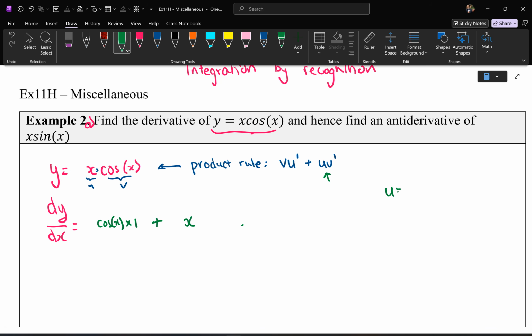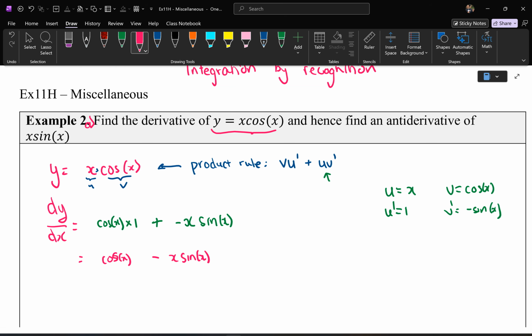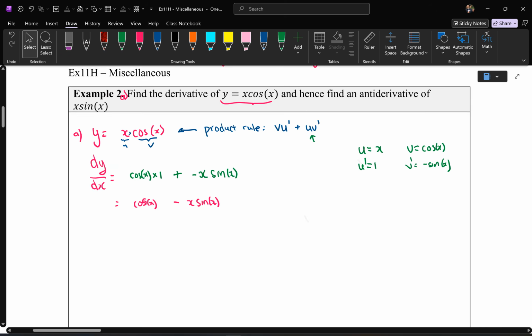So u was equal to x, so u dash equals 1. v was equal to cos of x. Therefore, v dash is equal to negative sine of x. And that means that this is now negative x times sine of x. Now you found the derivative. Great. Which if I simplify this will give you cos of x minus x times sine of x. Okay, so that's part A. Part A gets you to derive, and that was chapter 9 stuff.